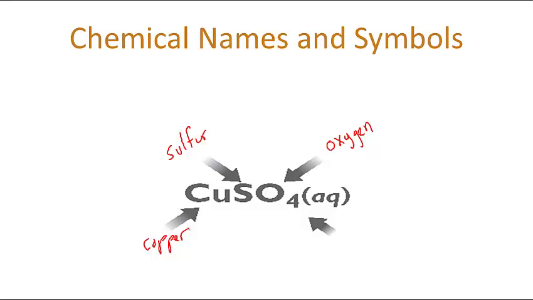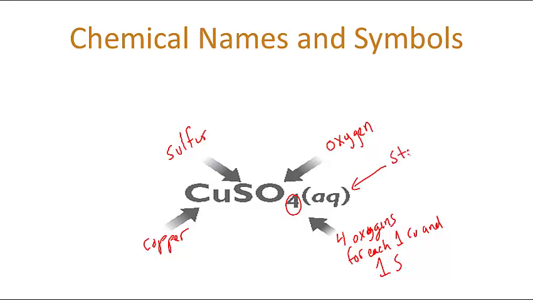Why is it not CO? Well, there's another CO. The subscript right here, this number right here, tells us that there are 4 oxygens for each one Cu and one S. Now we're going to talk about that a lot more as the year goes on, but for now just know that for every copper and for every sulfur you have 4 oxygens. This AQ here, that tells you the state of matter. The ones that you're used to are solids, liquids, and gases. AQ means solution, and that's something that we'll be looking at more as the year goes on too.